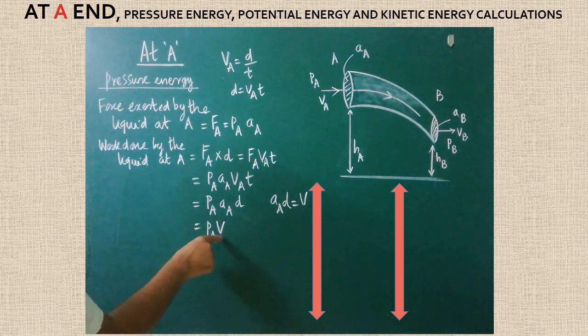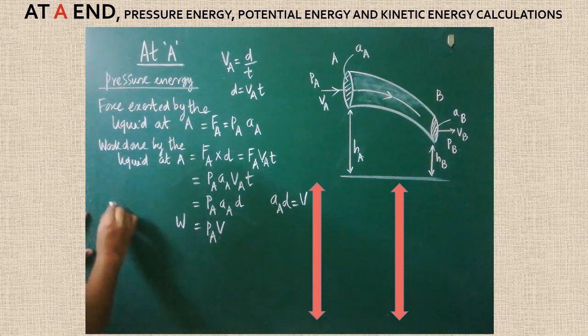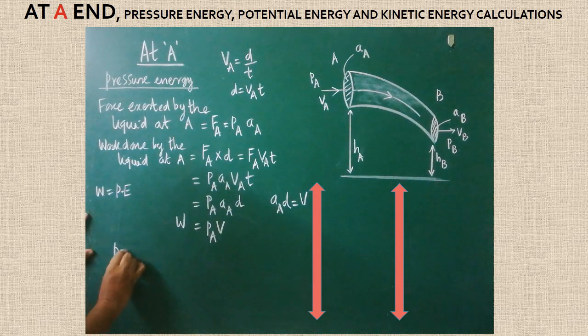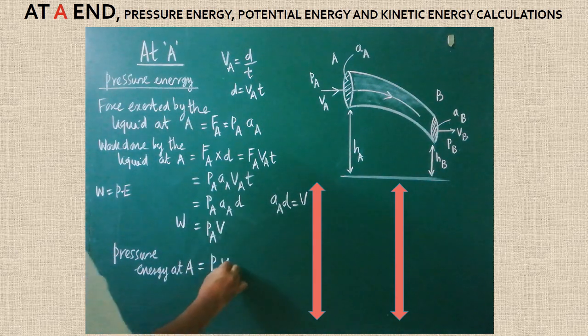PA into V, that product gives you work done. This work done is nothing but pressure energy. Understand this, work done is equal to pressure energy. So now in the next step we can write the equation as, what is this? Pressure energy at A end is equal to PAV. Are you clear? This is volume, don't forget.